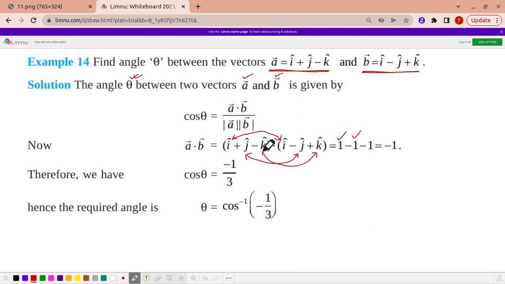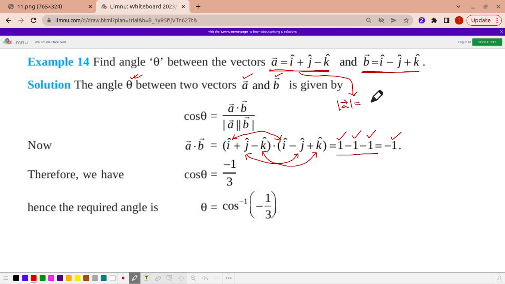So that means it is equal to -1 into 1, that is -1. So 1 minus 1 minus 1, that becomes -1. So that is A dot B. And what is mod A? Mod A we can find. As the vector A is given, we can find mod A.